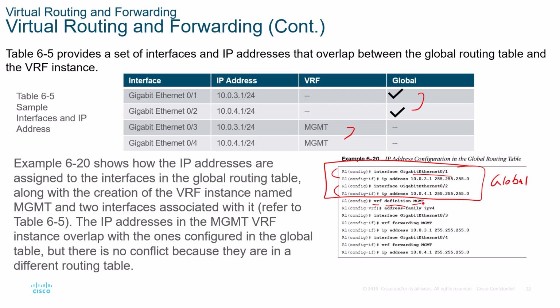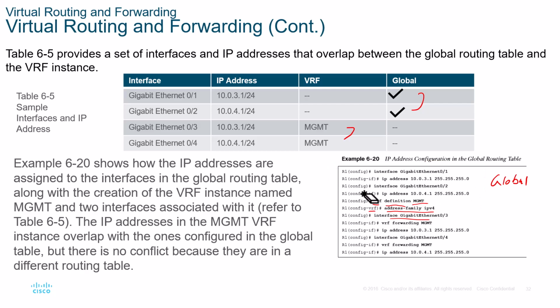Here we have the definition MGT. Notice the submode. That allows us to set up the IPv4 addressing. And then we rinse and repeat for the next interface, again making sure that we list the appropriate IP addresses.